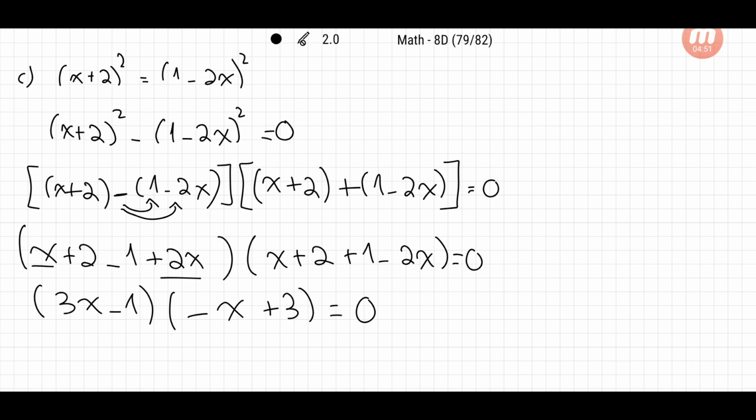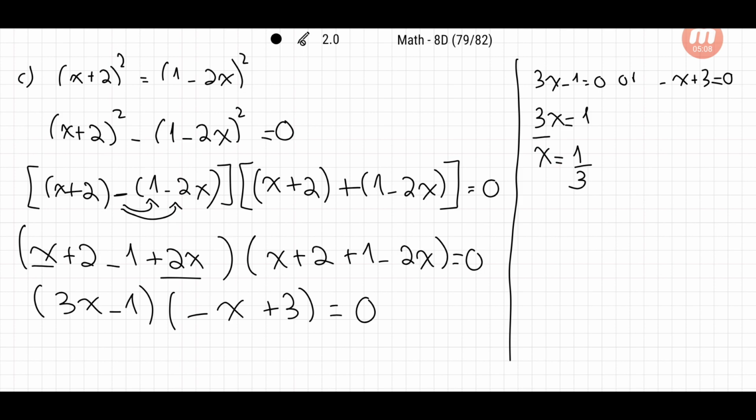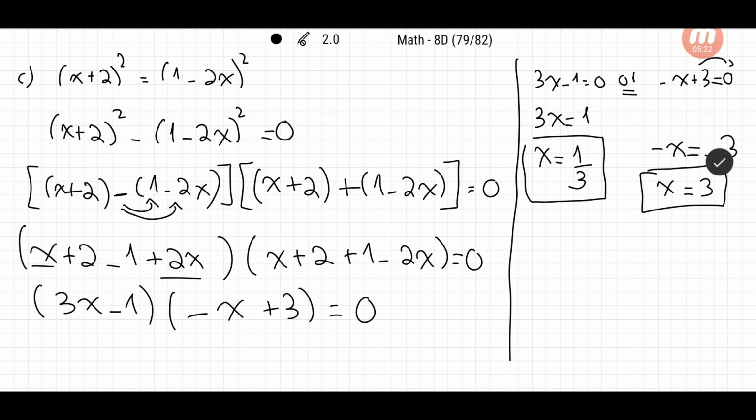Now to solve this equation, I take this equal to 0 or this equal to 0. So 3x − 1 equal to 0, or −x + 3 equals 0. Now here 3x equals 1, x equals 1/3, and here, or, −x equals −3, and so x is equal to 3, and I'm done.